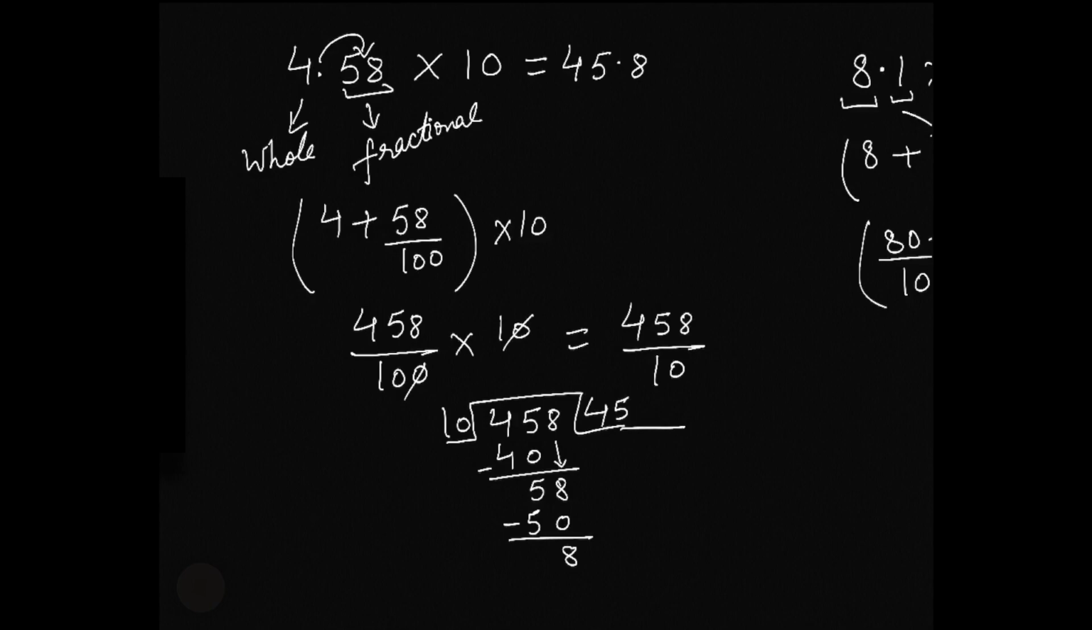Now I am done with the whole part, right? I am left with the remainder. Now I need a fraction, so I will put a decimal here and a 0 here. So 10 eights are 80. That means if I divide 458 by 10, I get 45 wholes and 8 as the fractional part. So 45.8 is my answer, which is the same as the shortcut, right? But this is the logic that you should know, why we shift the decimal. I hope you are clear with the multiplication part.